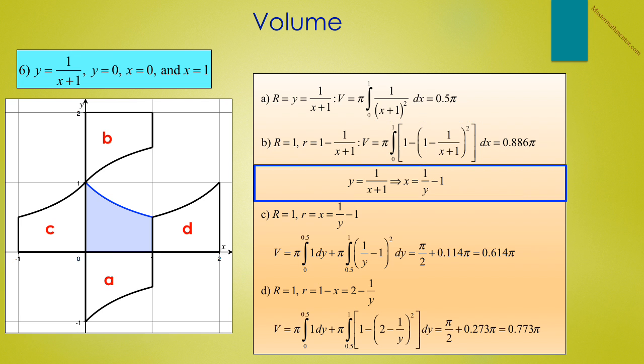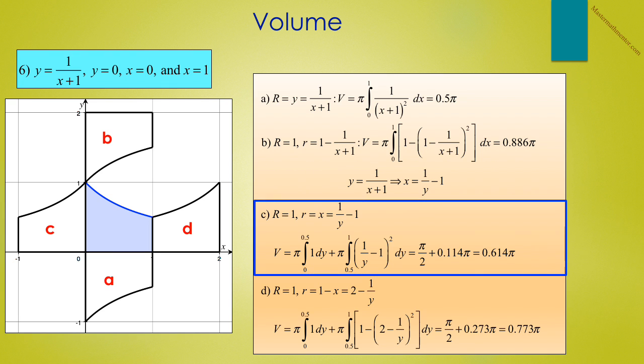Parts C and D rotate about vertical lines, which means that we're going to have to solve for x in terms of y. So if y is equal to 1 over x plus 1, then x is equal to 1 over y minus 1. Part C rotates about the y-axis. This is, similar to the last problem, two situations. The lower disk is in place from y equals 0 to y equals 1/2. And then the second washer situation is from y equals 1/2 to y is equal to 1.